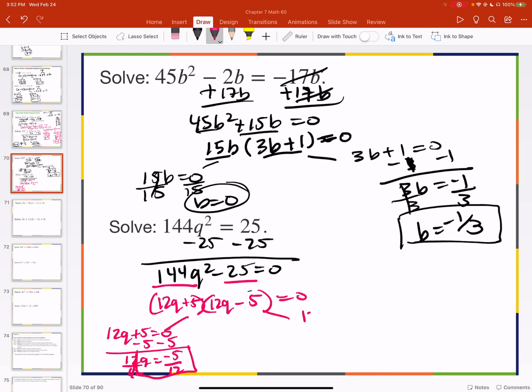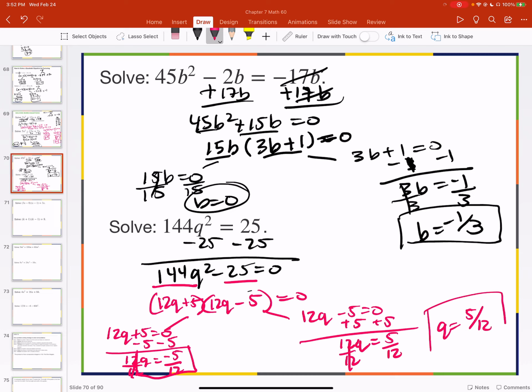And then the second one, we have 12q minus 5 is equal to 0. Solve for q. We get 12q is equal to 5. So q is equal to 5/12. So one's positive, one's negative.